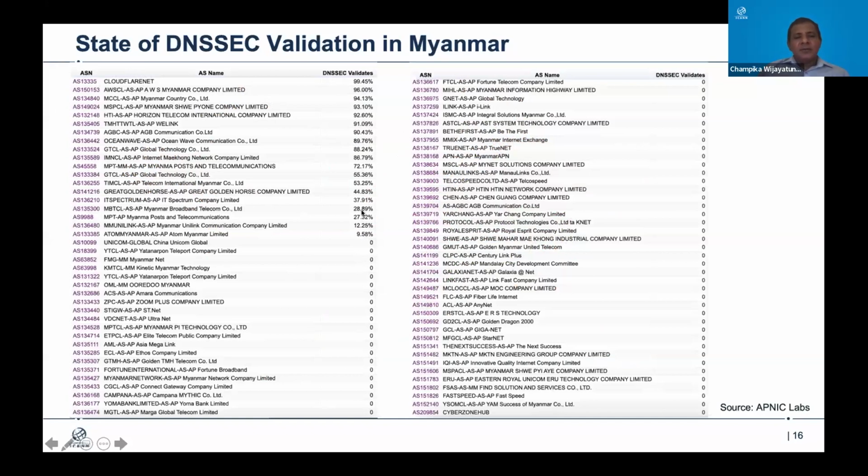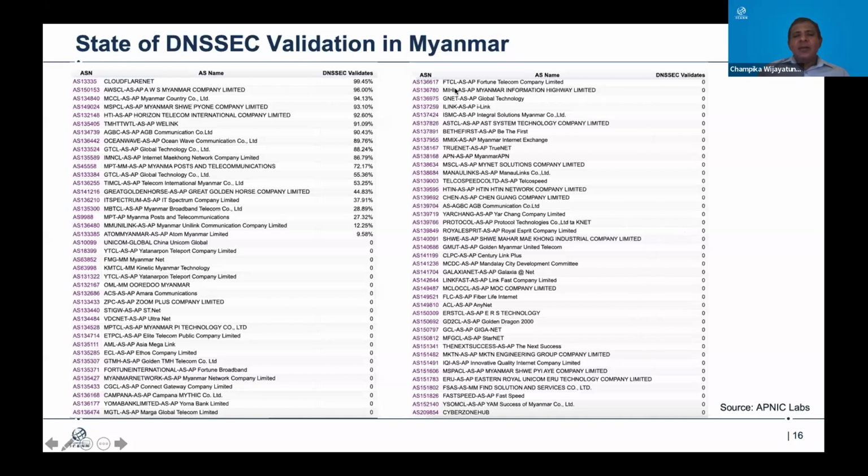Some are doing 20s, 30s, and so on. Some are doing 80s, 90s. So these are the ones. There are a fair number of operators, AS numbers, who are actually not validating on the resolvers inside these networks. They're not doing DNSSEC validation.